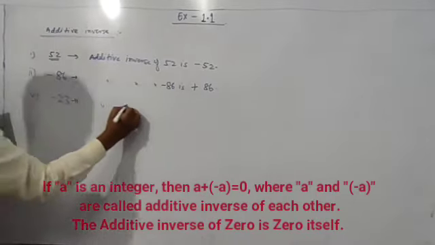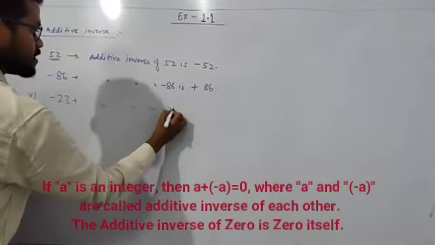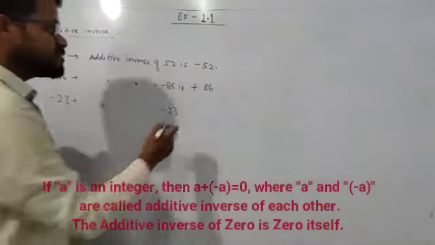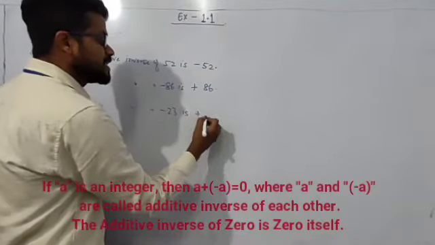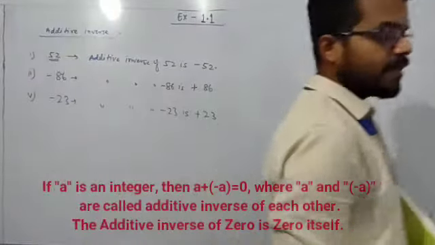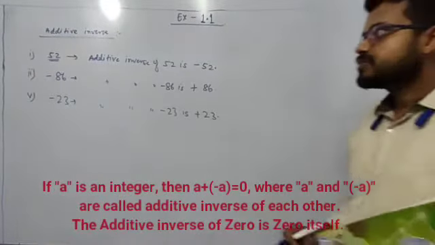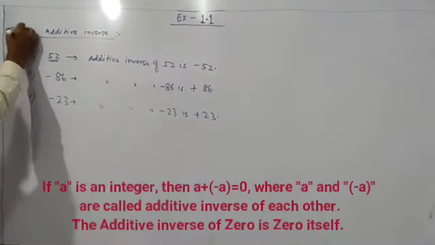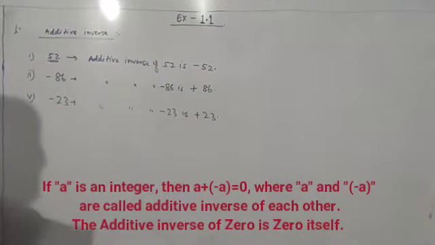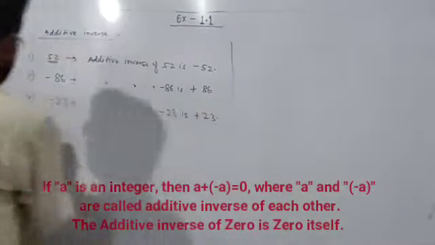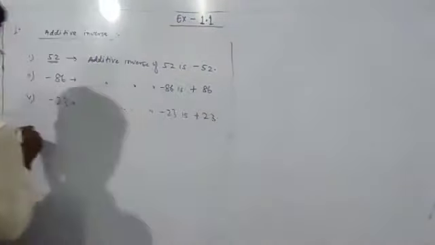Again, the same process. Here the sign is minus 23, so the inverse of minus is plus. So plus 23 is the additive inverse of minus 23. Okay, this is the first problem. Note it down in your copy. Now the second question.